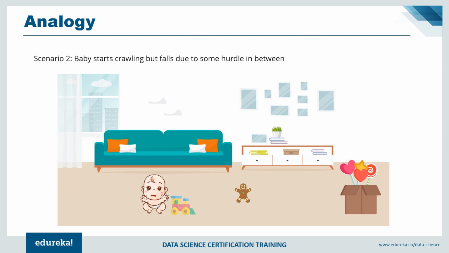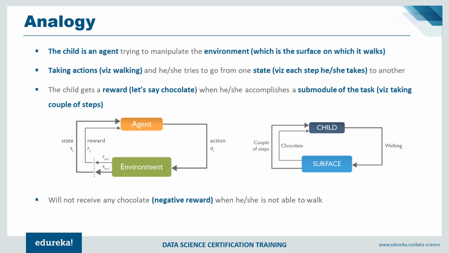Now, coming to the second scenario, the baby starts walking but falls due to some hurdle in between. The baby gets hurt and does not get to the candy, it's negative. The baby is sad, negative reward. Just like we humans learn from our mistakes by trial and error, reinforcement learning is also similar. We have an agent, which is the baby, a reward, which is the candy, and many hurdles in between. The agent is supposed to find the best possible path to reach the reward.